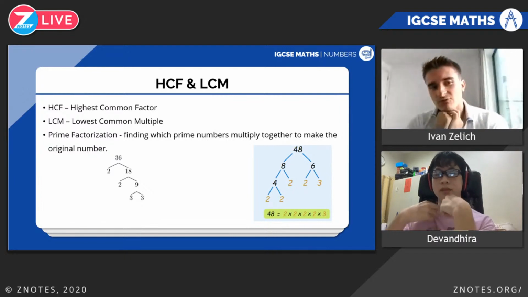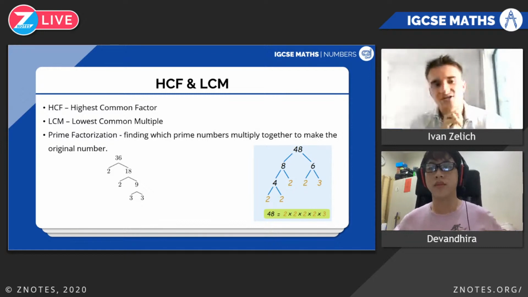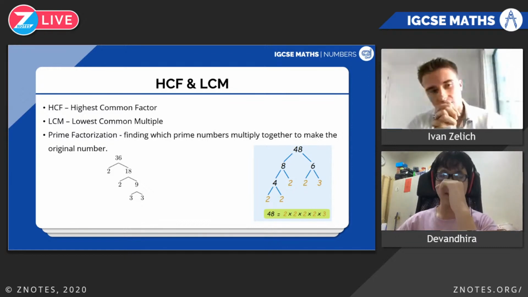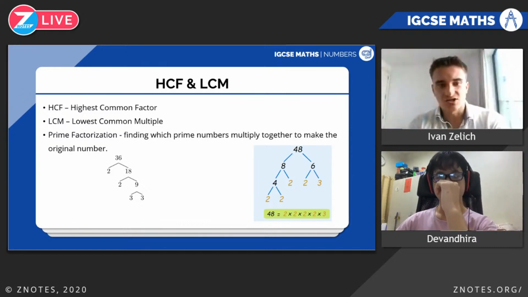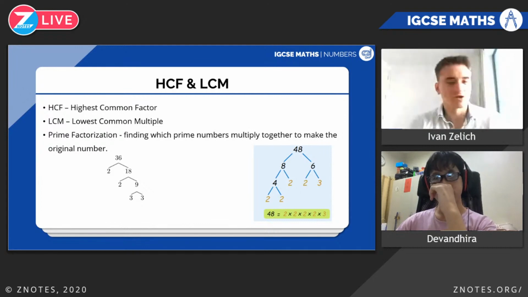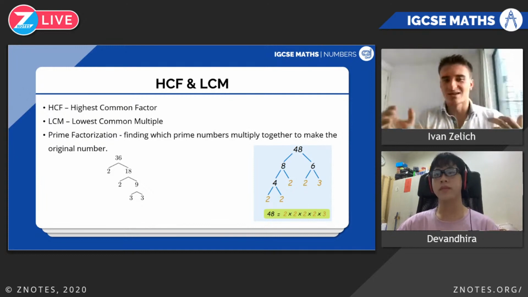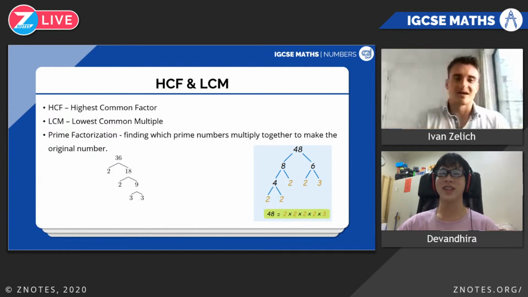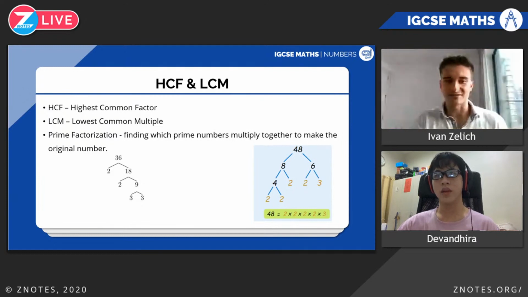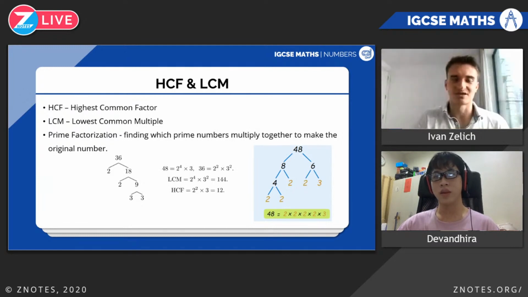Now we would like to calculate the HCF and the LCM. HCF is the highest common factor. When you're going through the exam, just make sure that it's smaller than or equal to both numbers. And the lowest common multiple should be greater than or equal to both numbers. As a sanity check at the end, just make sure that actually happens.